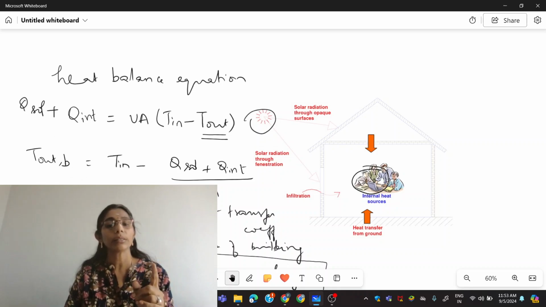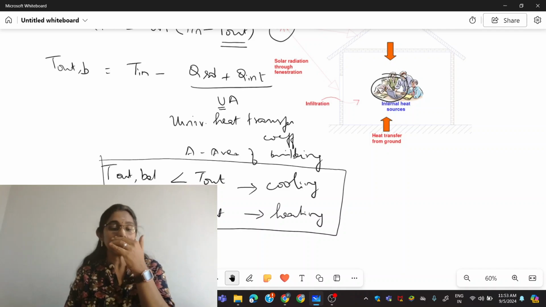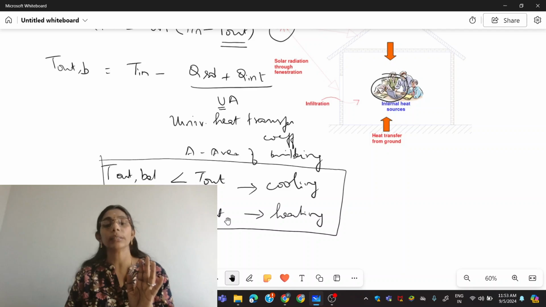If this outside temperature at the balanced state is less than the outside temperature, then you have to go for cooling of the building. Now, if the same outside balanced temperature is greater than the outside temperature, we have to go for heating of the building. This is what, in very simple words, we can make clear.